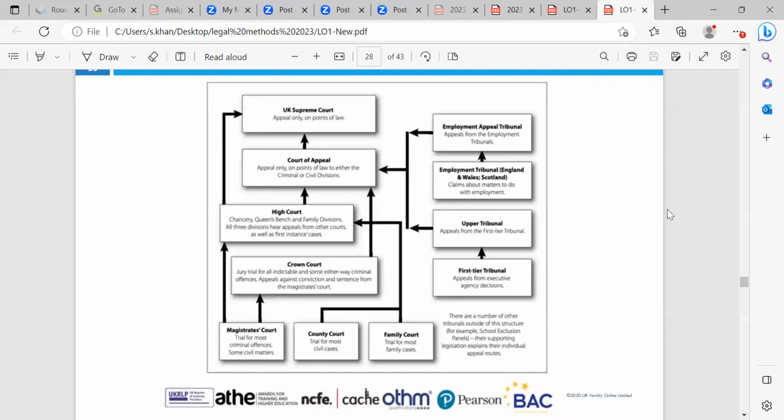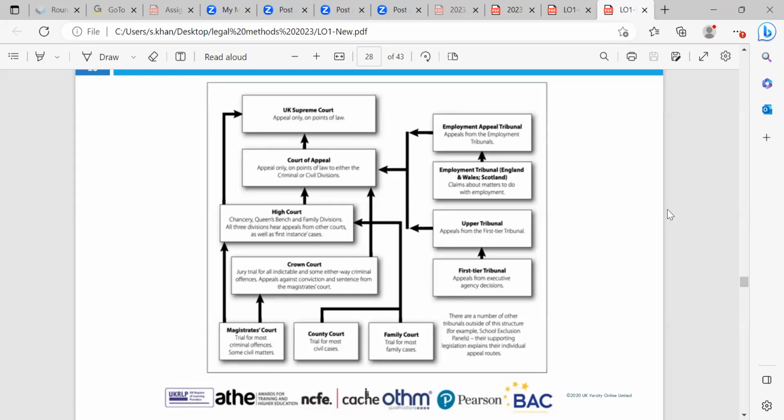At the bottom, we've got the magistrates court, which is the lowest court and holds trials for most criminal offences and some civil matters. In the magistrates court are things like insurance offences and car offences. The county court is a trial for most civil cases, so not criminal cases. Then you have the family court for most family cases, and that's private because there are children involved, so it's very delicate.